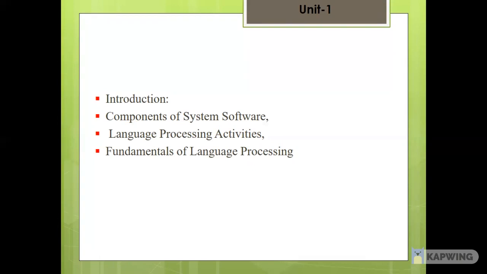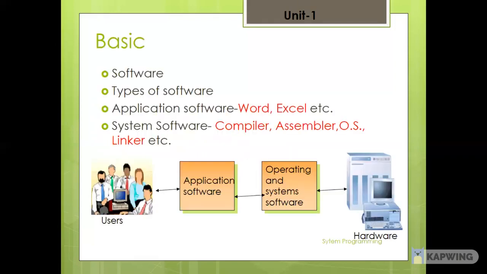Now if you go for application software, it is for some specific application only. Examples of application software are Office, Word, Winamp, hospital management system. These are application software for performing some specific task. So next point is components of system software. What are the different types of components of system software? Language processing activities, then fundamentals of language processing. So basics of system software.